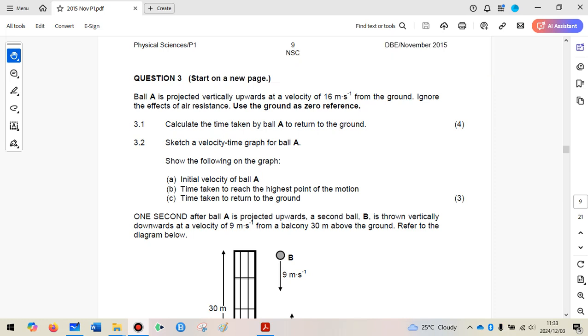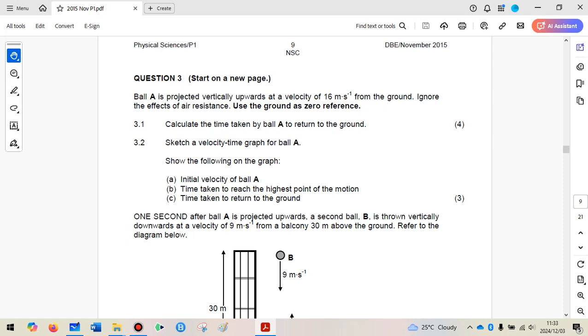Looking at the question from the November 2015 Department of Education paper on vertical projectile motion, and this was quite a tricky question. It starts off saying ball A is projected vertically upwards at a velocity of 16 meters per second from the ground.